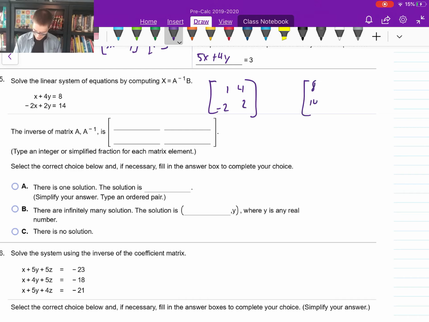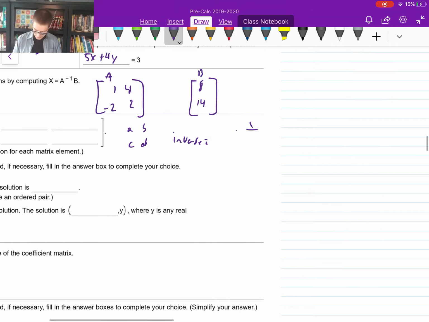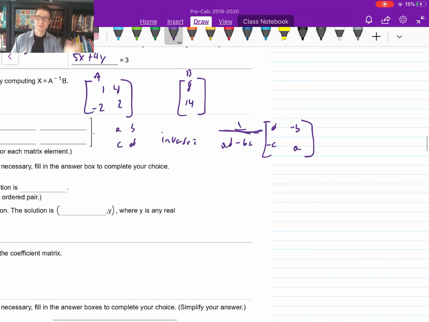8 and 14 are our answers, so that's B. A. The inverse of A. So the inverse of A, we know that if it's A, B, C, D, the inverse equals 1 over AD minus BC times D, -B, -C, and A. So that's the formula we're working with here. So just gonna go ahead and plug those numbers in.